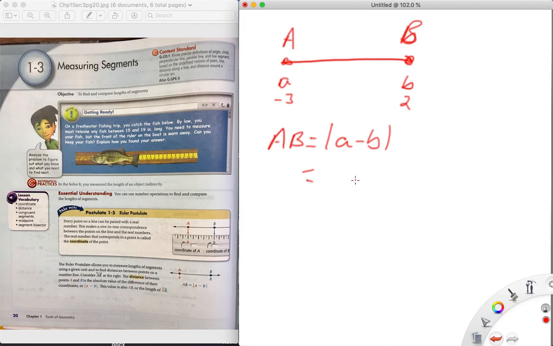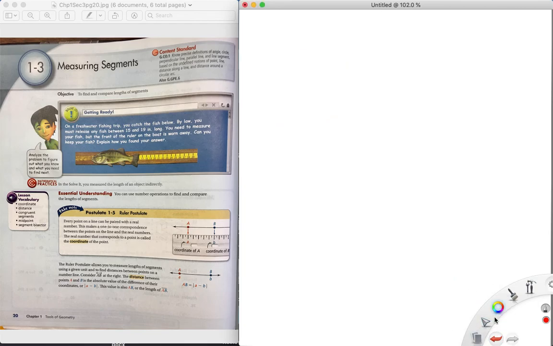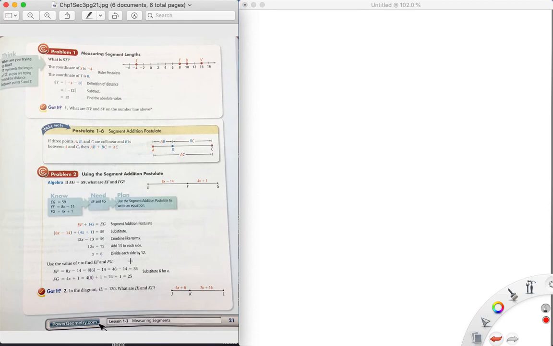Well, if I wanted to know the distance, it would be -3 minus 2, and I would take the absolute value. That would be the absolute value of -5. So then the distance of AB would be 5. And again, you can use the number line to prove that. So this would be -2, -1, 0, 1, 2, right? So you just count the ticks, 1, 2, 3, 4, 5. So that's how to find the distance between 2 points on the number line.